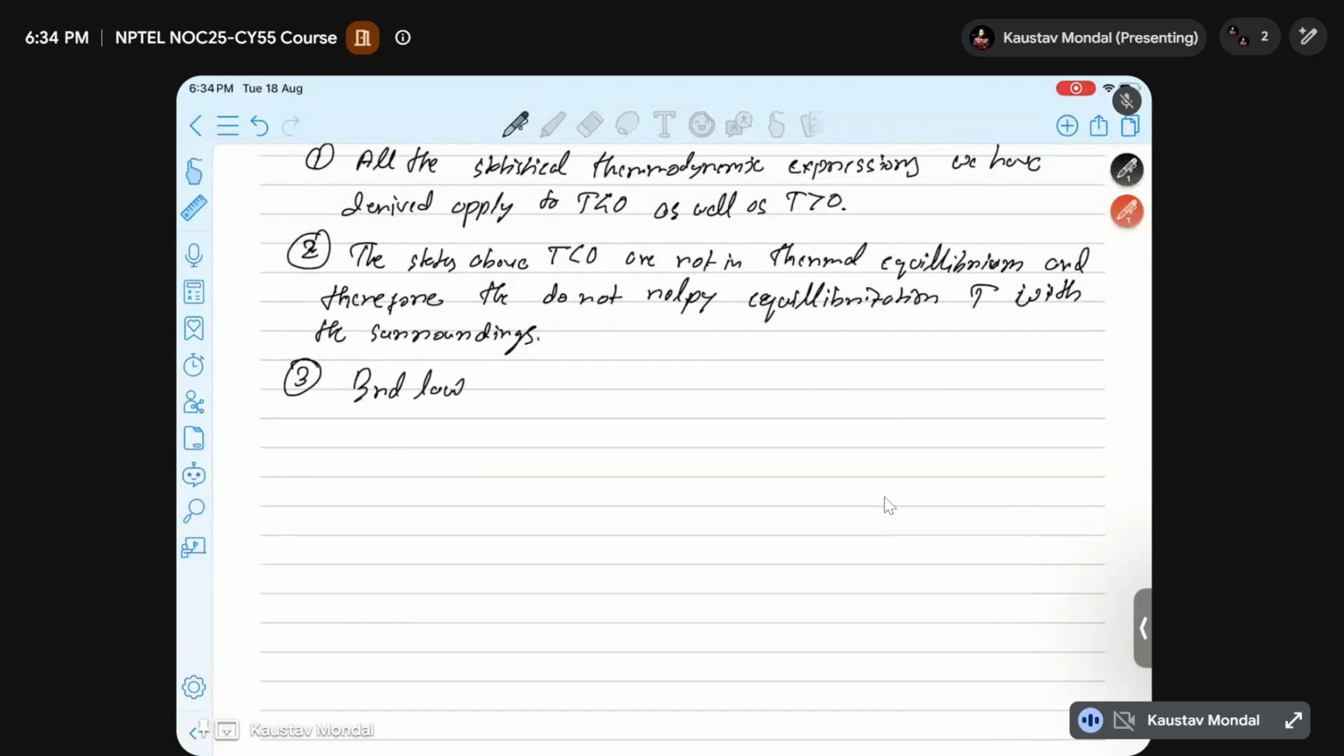What thermodynamics says is that in this particular case, you cannot achieve a negative temperature using a finite number of steps. The third law prohibits achievement of absolute zero in a finite number of steps.